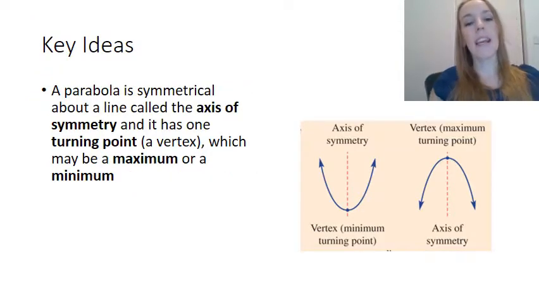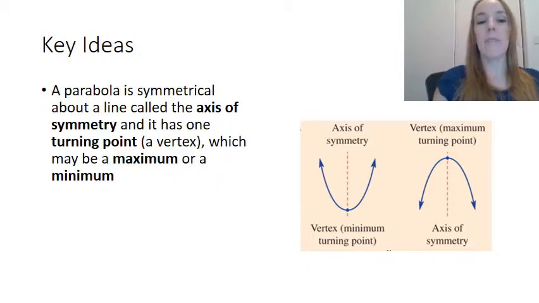Okay, so some key ideas. The parabola is symmetrical about a line called the axis of symmetry. On these here, they've got a line that divides them perfectly in half, so they're symmetrical on either side, and that's called the axis of symmetry. It has one turning point, the point right in the middle there, and we call that a vertex, and it can be a maximum or a minimum.